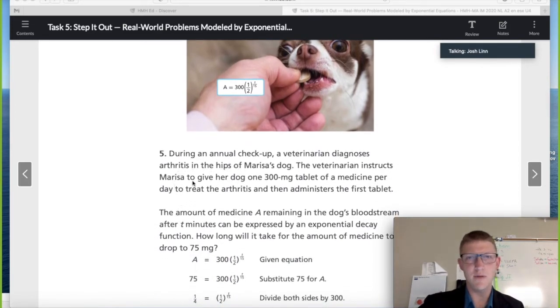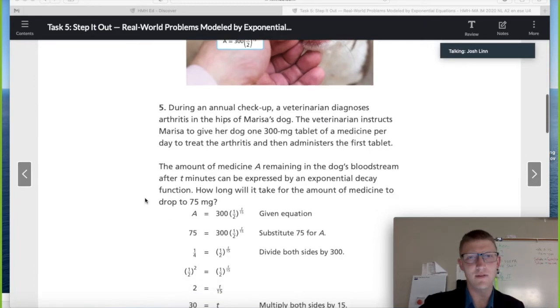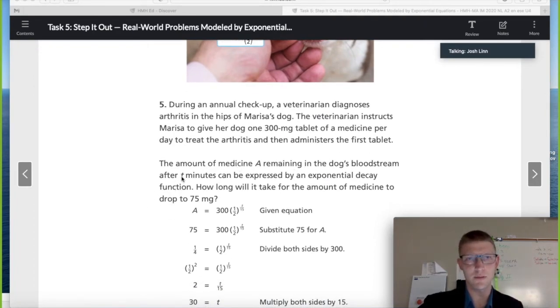During the annual checkup, a veterinarian diagnosed arthritis in the hips of Marissa's dog. The veterinarian instructs Marissa to give her dog one 300 milligram tablet of medicine per day to treat the arthritis, and then administers the first tablet. The amount of medicine A remaining in the dog's bloodstream after t minutes can be expressed by an exponential decay function. How long will it take the amount of medicine to drop to 75 milligrams? So this is the equation they gave us. After we plug in 75, we get right here. So now we need to solve this.